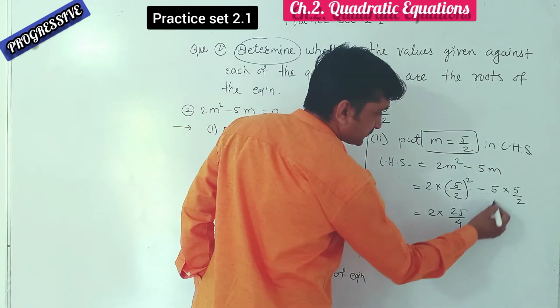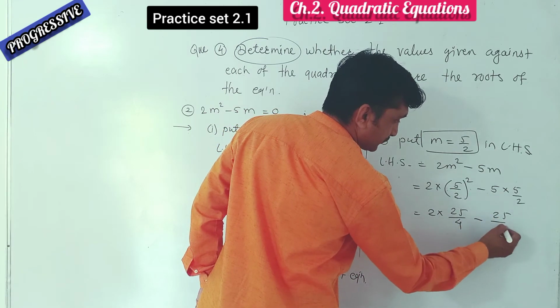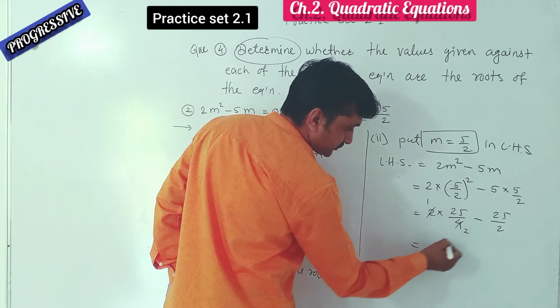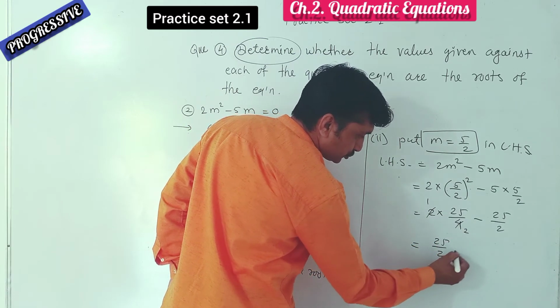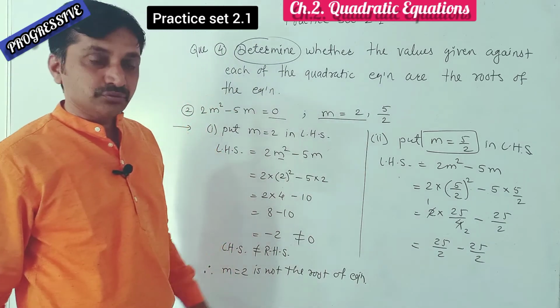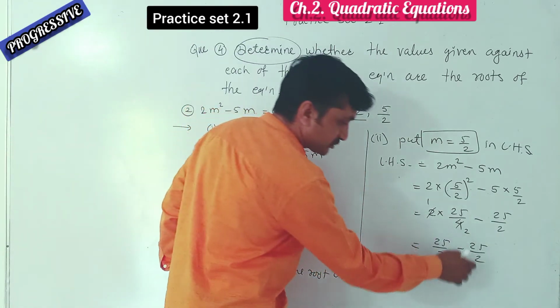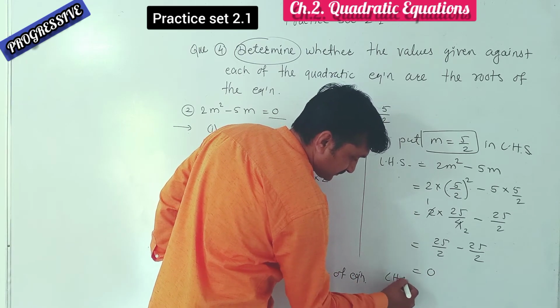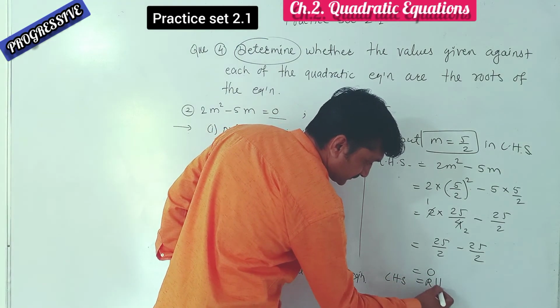Here minus 5 5s are 25 upon 2 is equal to, here reduction we can do, 2 1s are 2, 2 2s are, then 25 upon 2 minus 25 upon 2. Now what do we get? 25 upon 2 minus 25 upon 2 is 0, and it is RHS. Therefore LHS is equal to RHS.